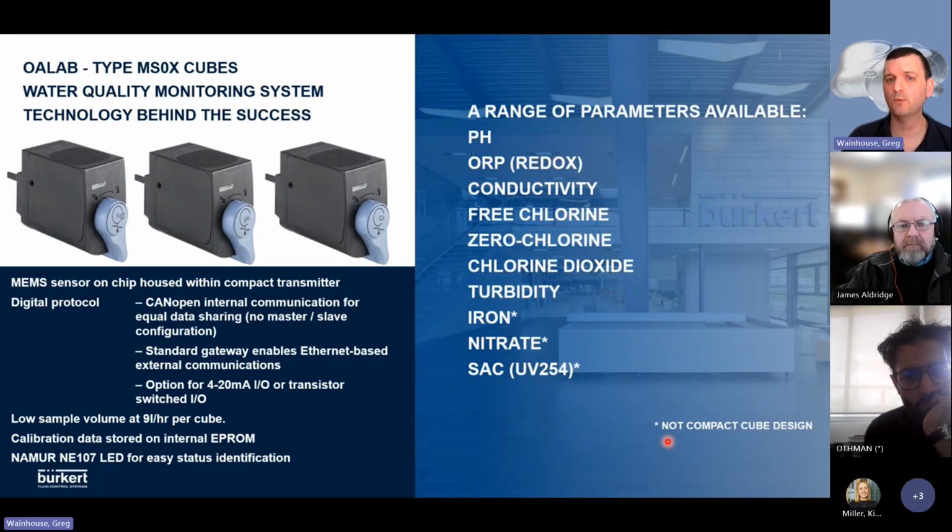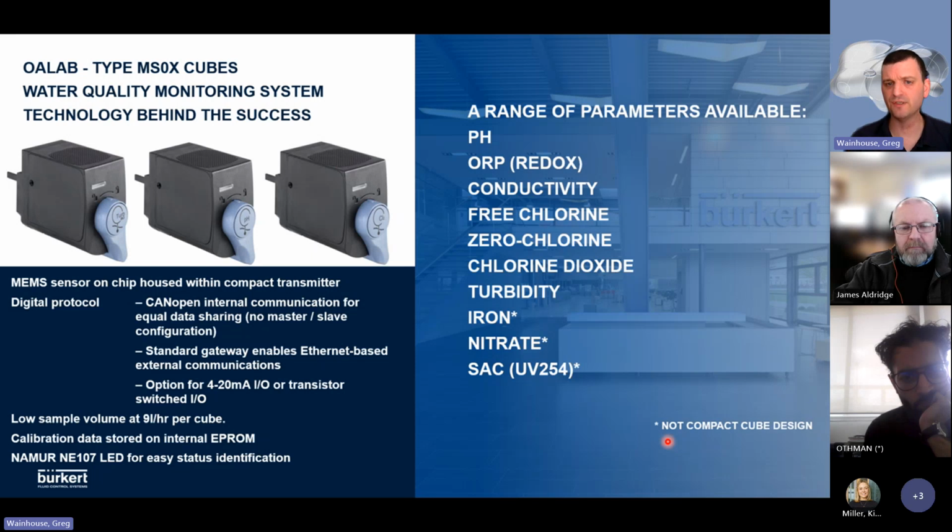So the range of parameters that we have available in this kind of compact cube format is pH or ORP, what's referred to as redox. We also have conductivity, free chlorine, total chlorine, chlorine dioxide, and also turbidity. We also have iron, nitrate, and SAC UV254, sorry.